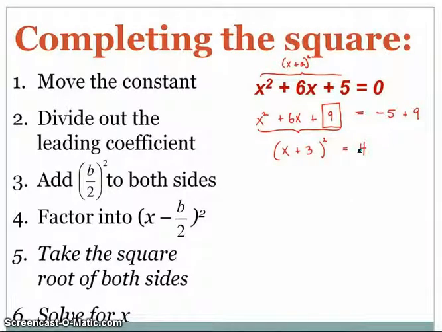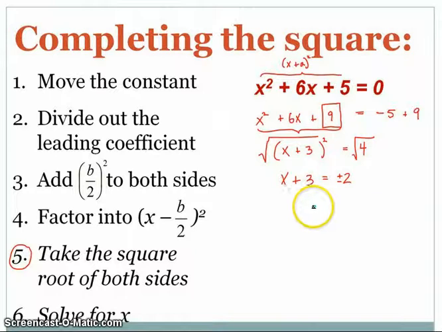Now to solve this, I need to look at step 5. Take the square root of both sides. I take the square root of the left side, I take the square root of the right side. On the left, the square root and the square cancel each other out, leaving me with x plus 3. On the right side, I take the square root of 4, and I get two answers, positive 2 and negative 2. Remember that the square root of 4 has two solutions here, because negative 2 times negative 2 is 4, but also 2 times 2 is 4.